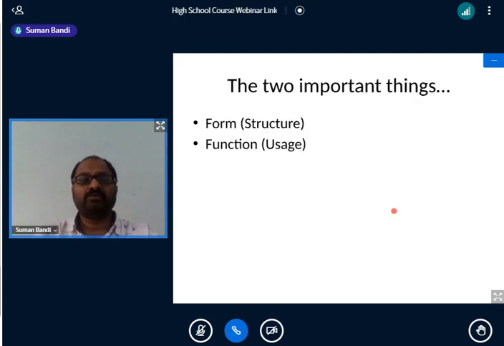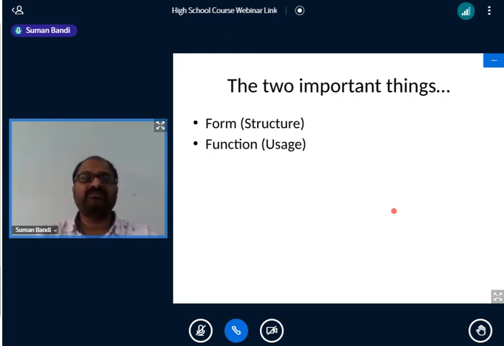So whenever you talk about grammar, you can classify that grammar knowledge into two aspects, formal knowledge and functional knowledge. This also we have discussed, isn't it? Form refers to structure or theory of grammar, whereas function refers to usage. So as teachers, we should focus on usage in the classroom.